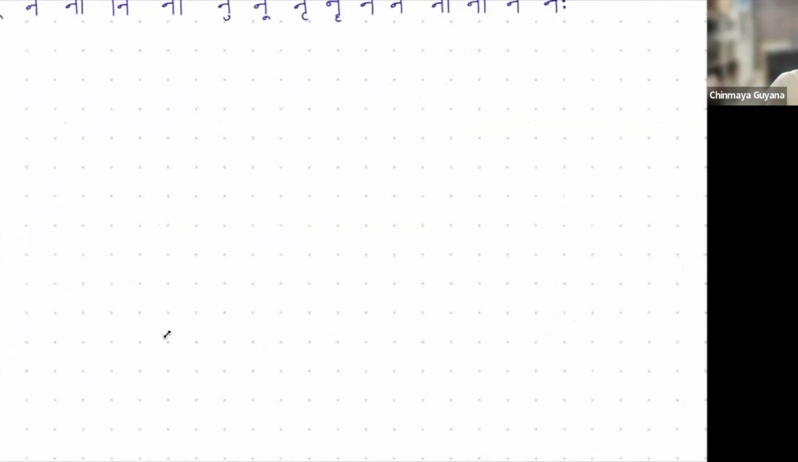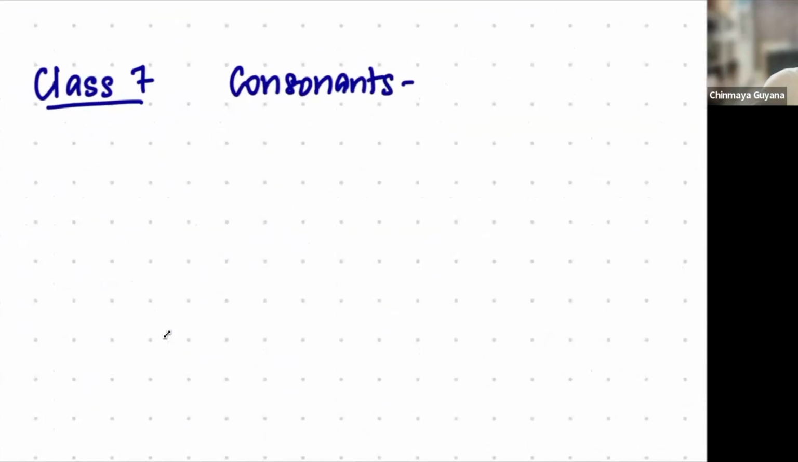Now let us see what we are going to do in today's class. Class number 7. Consonants continued. We've been doing consonants for a few days now, and we have a couple more days again on consonants. Okay, so let us see what the consonants are in this new line.